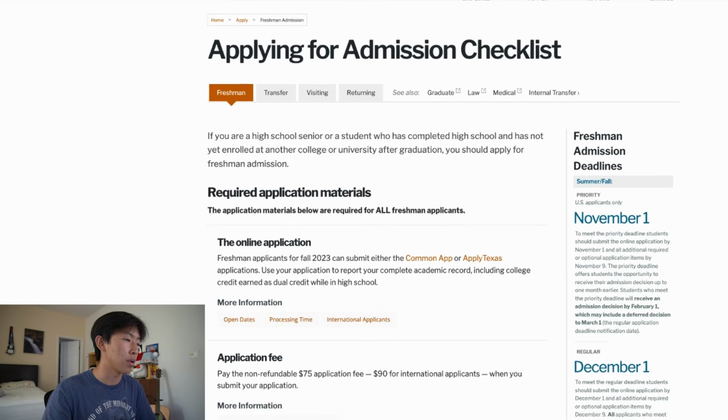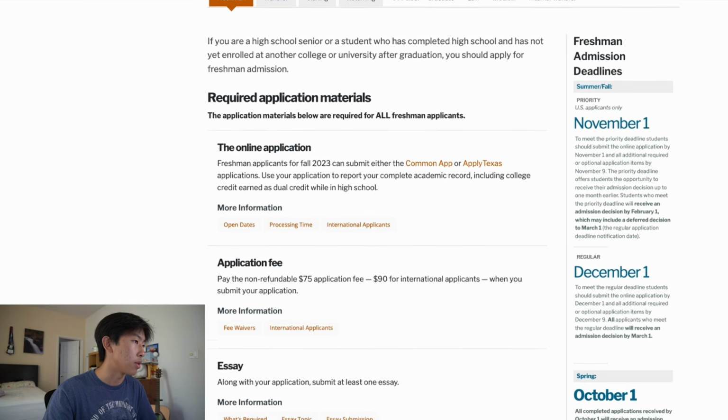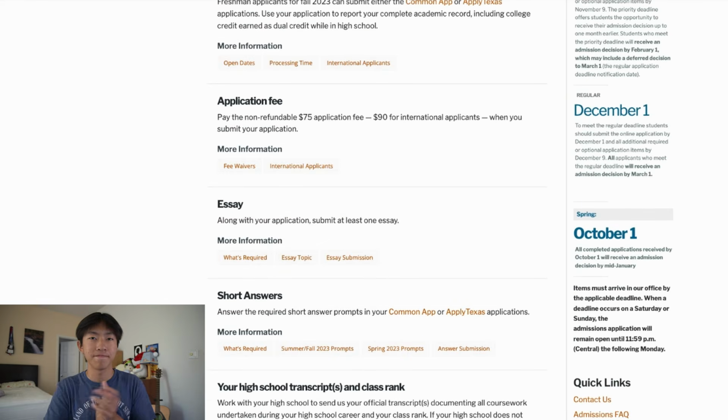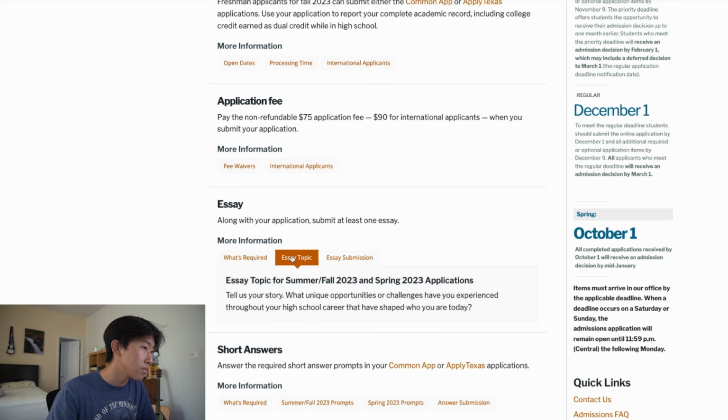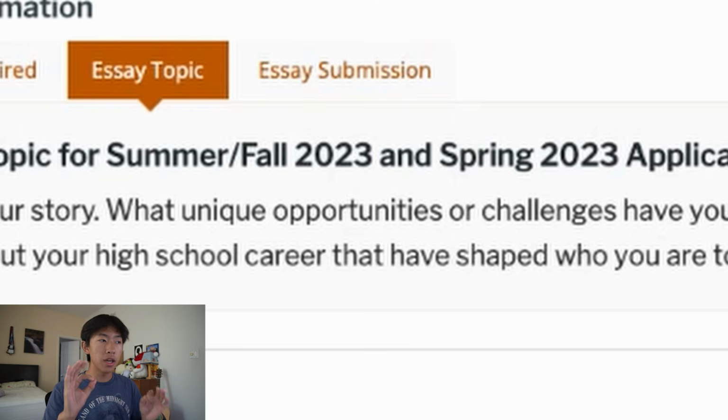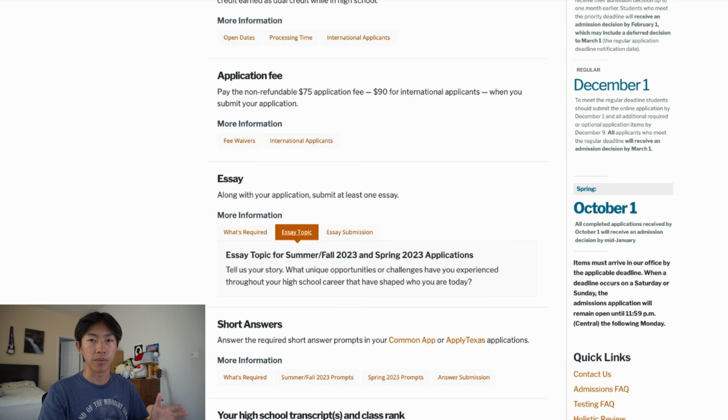Okay, application fee, pretty self-explanatory. Essay. Okay, so this is going to be your main long essay, and if we actually take a look at the prompt here, it's actually pretty broad. Unique opportunities or challenges encompasses honestly a pretty broad spectrum of what you can talk about. I would say the key takeaway from this prompt is how these things have shaped who you are today.